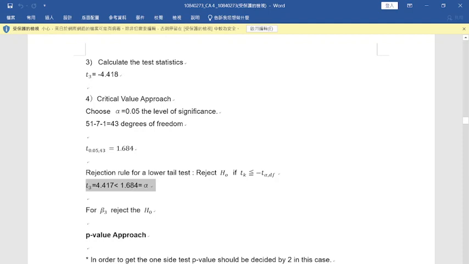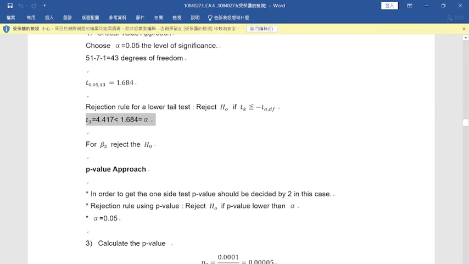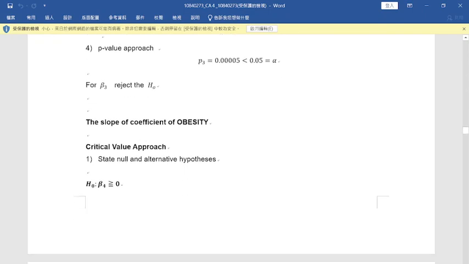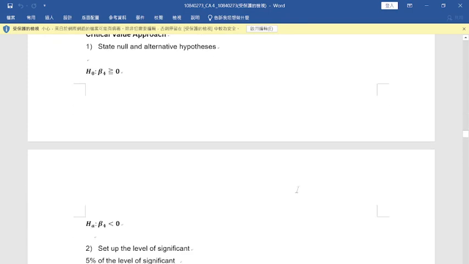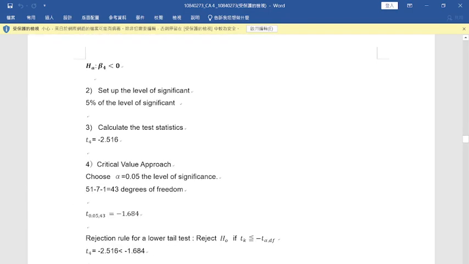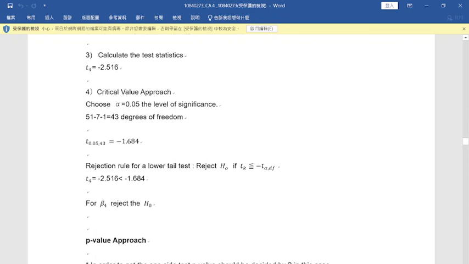You have to be very careful about what you write. I understand that since alpha is 0.05, therefore the critical value is this, but they are not equal. For the opacity, oh, I didn't write it down this time, I think. I forgot to erase that. After that, I realized that mistake.